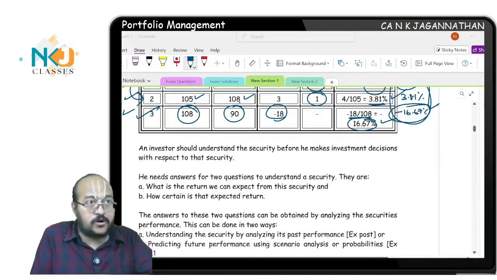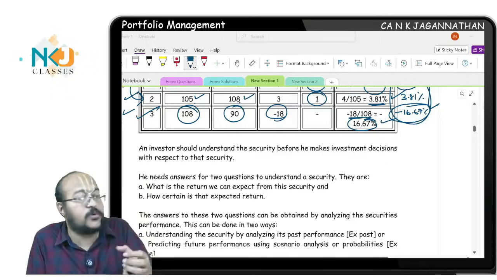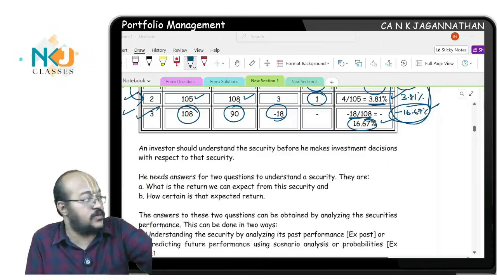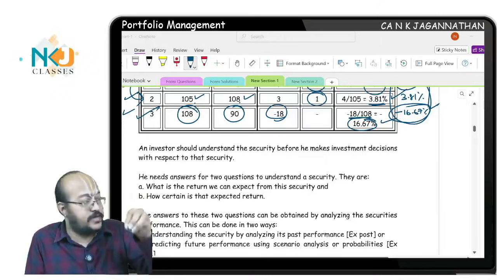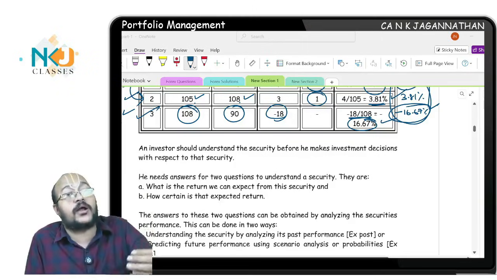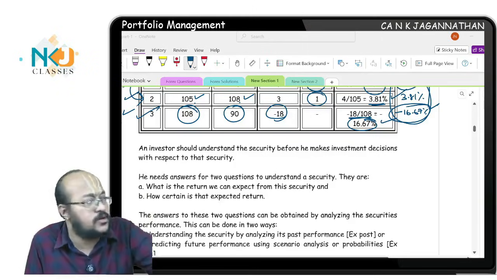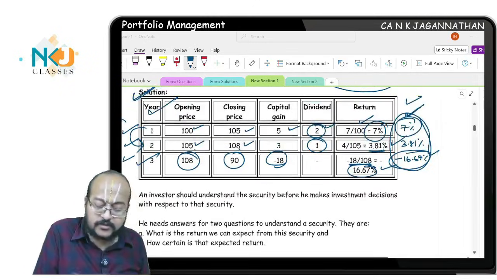Now, when you are trying to predict the future, when you are trying to buy the security, you will try to expect something in the future. Assume 3 years have gone. Now you are standing at the end of the third year, you are trying to buy the security, and you are trying to analyze how much return it will give in the future. You tell me, children, whether you will expect this: the past 3 years return I have analyzed.